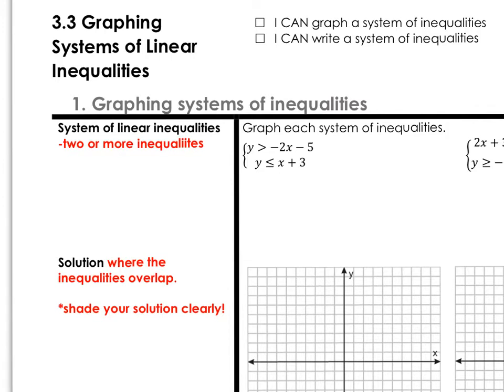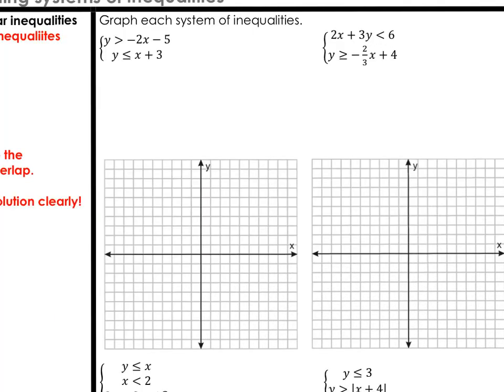Make sure to shade your solution clearly. Some students like to shade all of the individual inequalities and then darken in where the solution set is. Other students have found that they just shade the solution for the entire system. I'm fine either way. Just make sure that your boundaries are intact and that you're shading the appropriate area. Let's go ahead and try some examples.